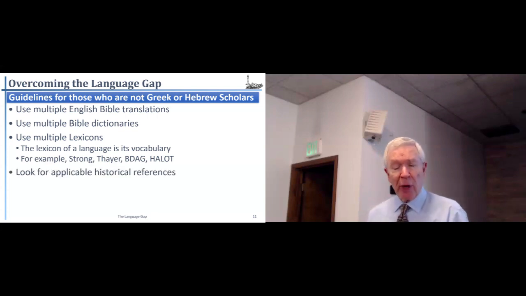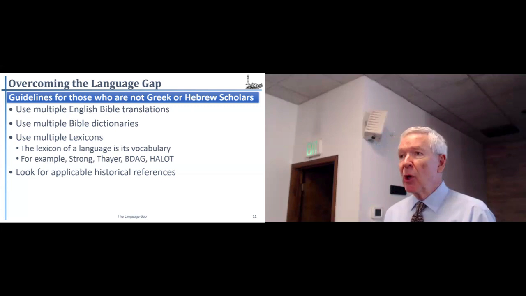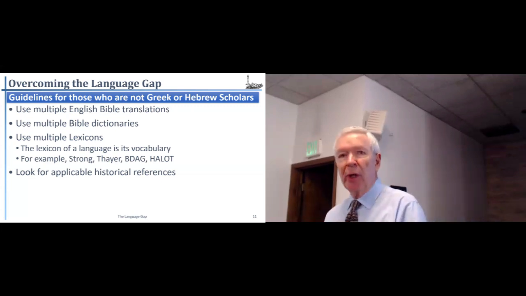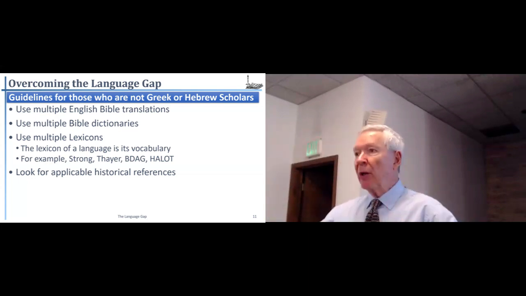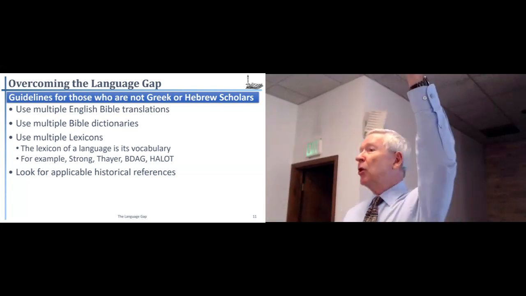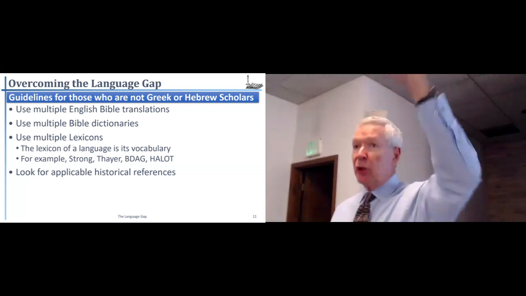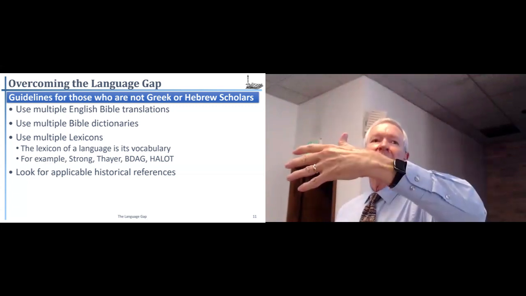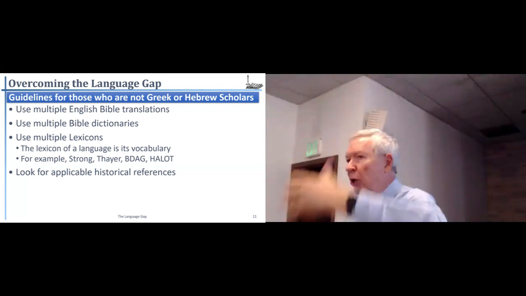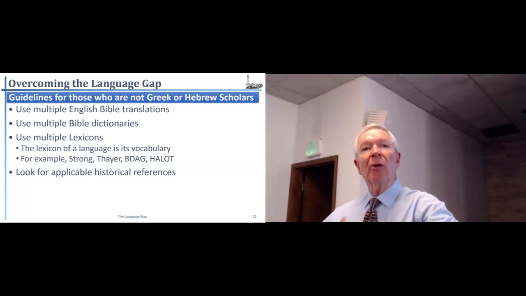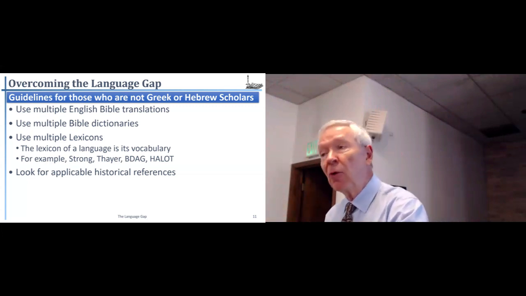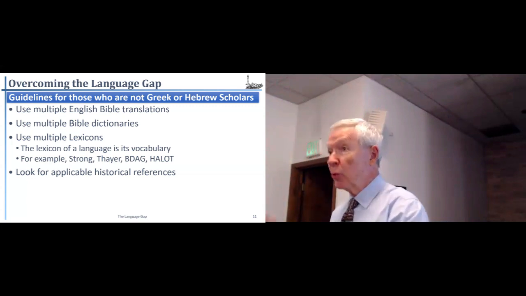So then we can look for applicable historical references. What does it say in history? Are there external writings that can help shed some light on this? Sometimes you can stop with the multiple translations. You can find it and go, oh, I understand it now. But there's a hierarchy. You can start digging down. And none of it requires you to be a real scholar. It just requires you to be careful with how you use those references.